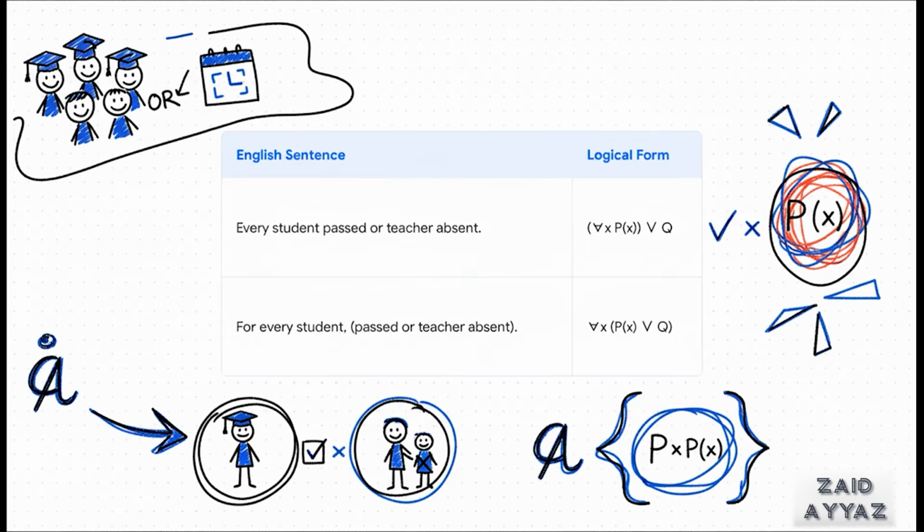The first one says, one of two big things is true. Either every single student passed, or the teacher is absent. The second one is totally different. It makes a claim about each individual student. For any given student you pick, either that student passed or the teacher is absent. See how the placement of the quantifier, controlled by the parentheses, changes everything?